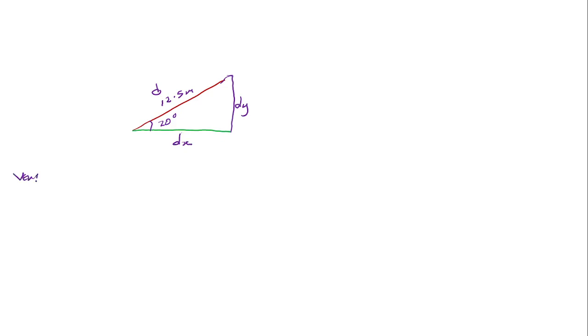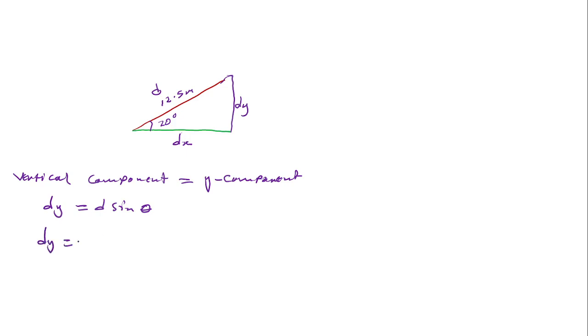To find the vertical component, the vertical component is the same as the y component. In such a case, you can simply say dy is equal to d sine theta. Then you can work it out: dy is equal to d, which is 12.5, times sine 20. So dy is 12.5 sine 20.